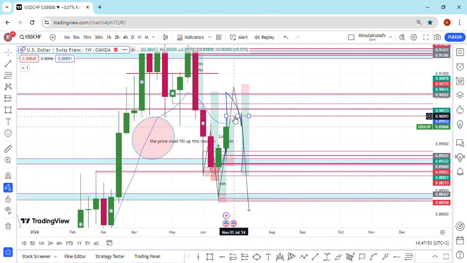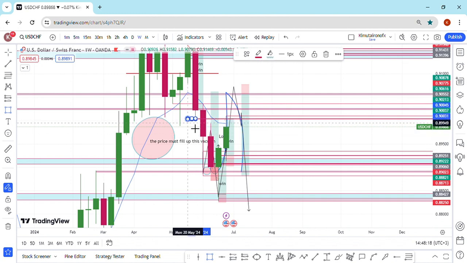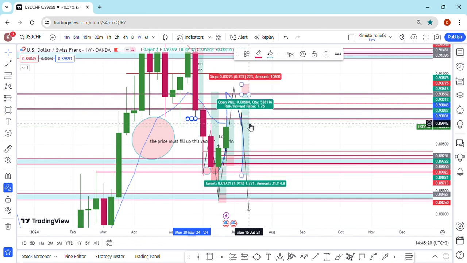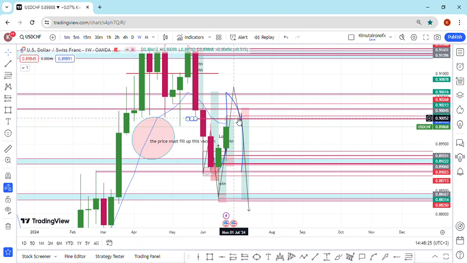There's something you also have to consider. You have to consider the fact that this is the area around the psychological level, the round cycle level, and if we retest that area again, that means we are no longer going up. So we have already retested this area. Maybe we can bring this down to this point. So you are expecting the price to respond off this area.